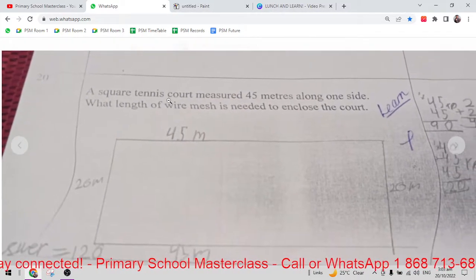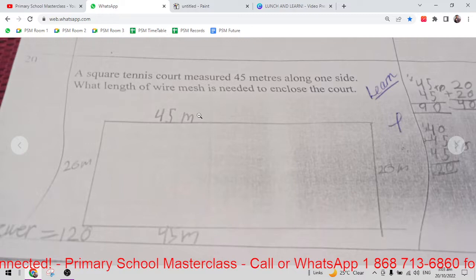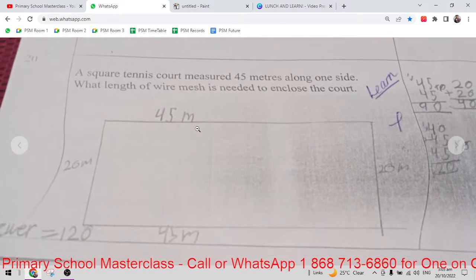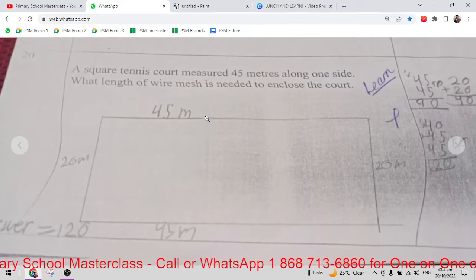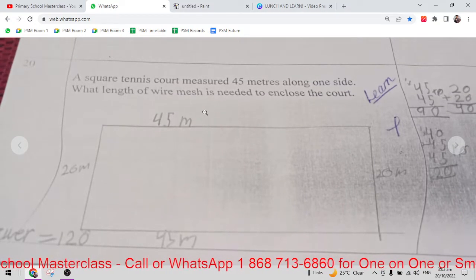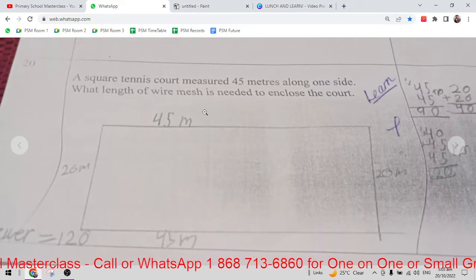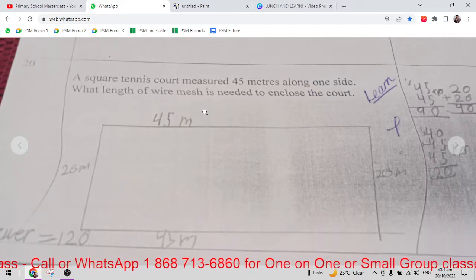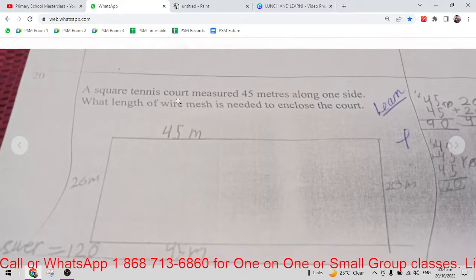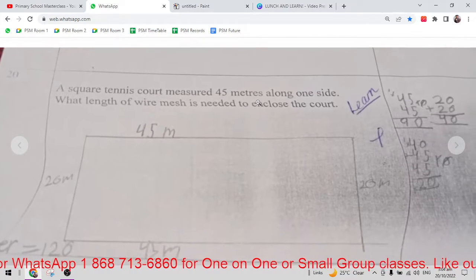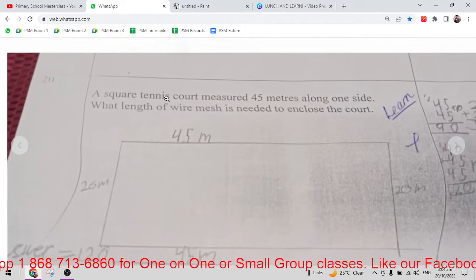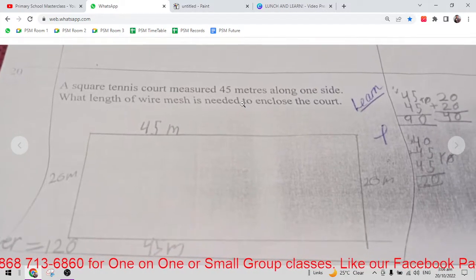A square tennis court. Should not have drawn a rectangle. Okay. So a square tennis court measured 45 meters along one side. What length of wire mesh is needed to enclose the court?